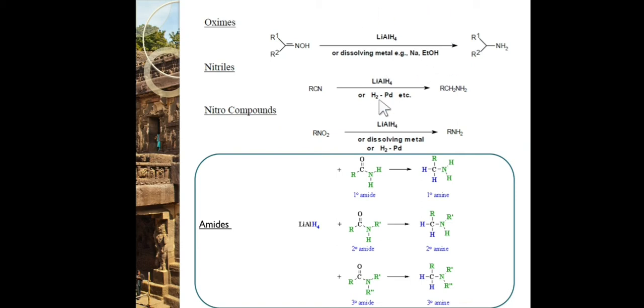For primary amines, we will think about reduction of oximes, nitriles and nitro compounds. For the preparation of secondary and tertiary amines, we will think about the amide formation and then reduction of that amide. Okay, so keep these two strategies in mind for the retrosynthesis of amines. So let's begin with the first example.